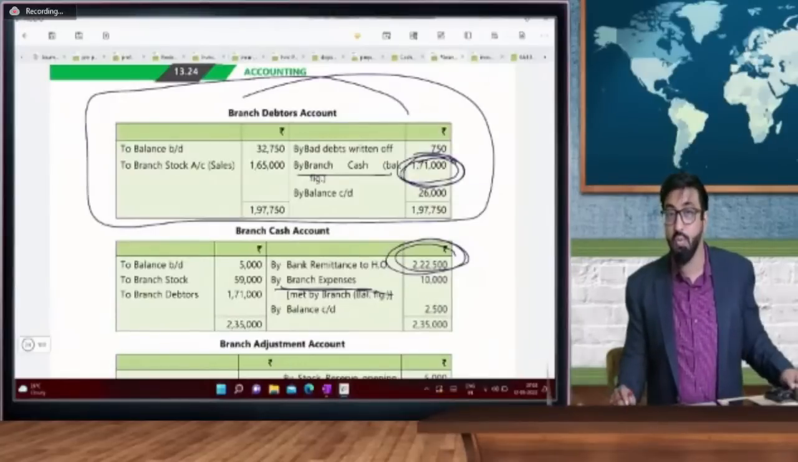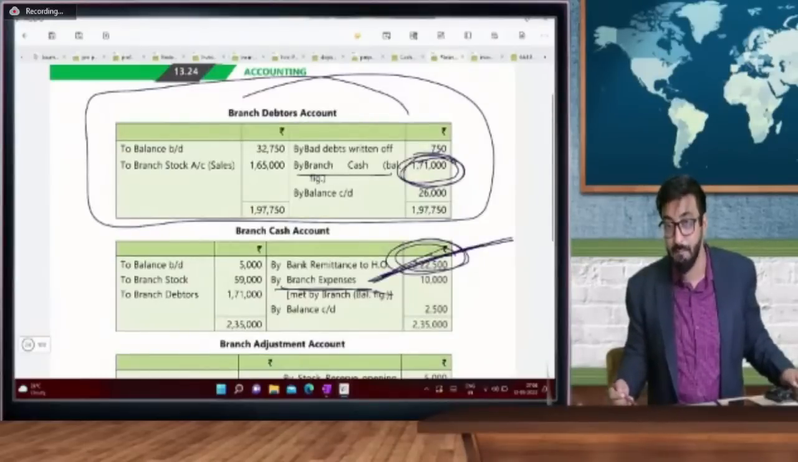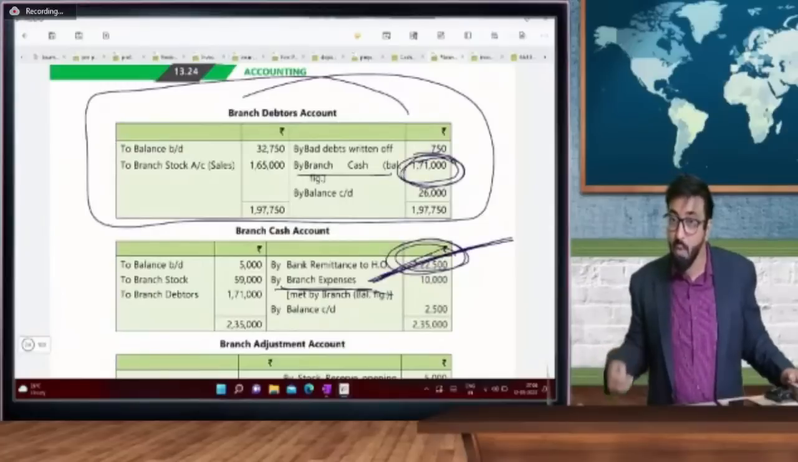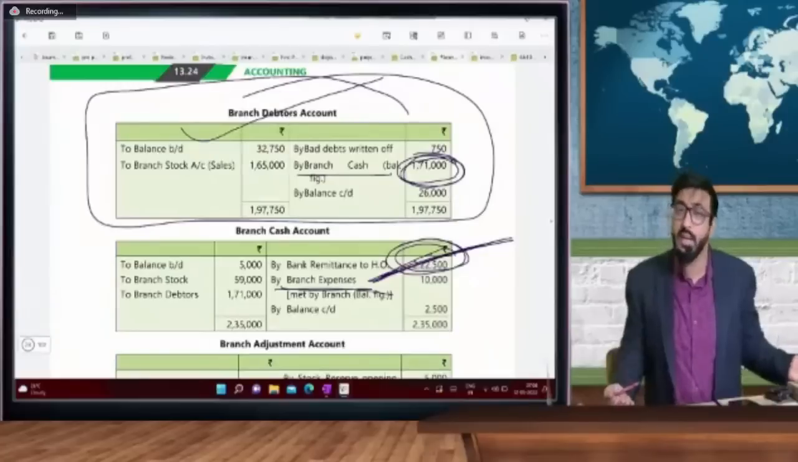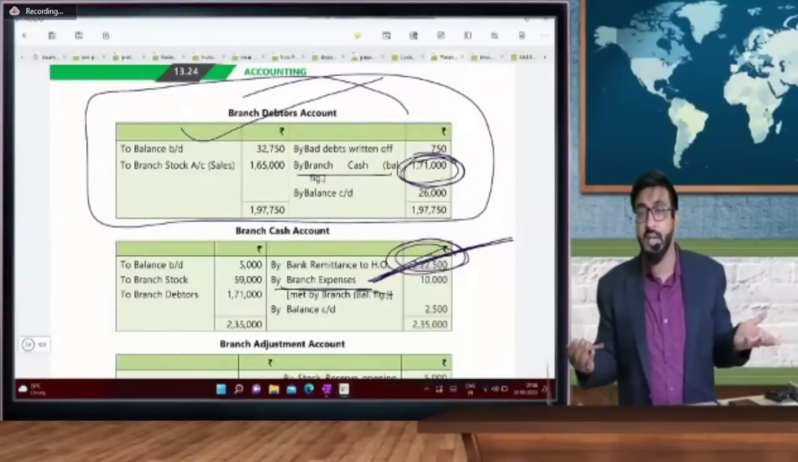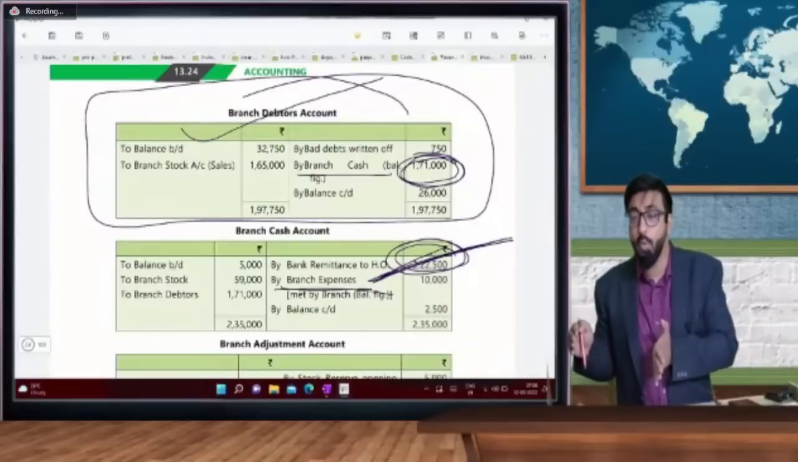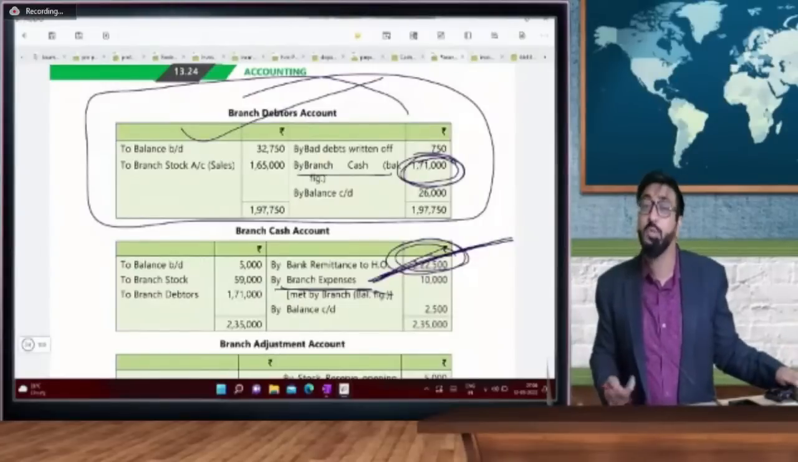If you want to pass the entry in the books of head office using the debtors method, then you will record 2,22,500. But while preparing memorandum accounts, it will be the same, it will not be different. So you have to remember that whether you go by the debtors method or the stock and debtors method, the memorandum debtors account opened in the debtors method will be the same as the branch debtors account in the stock and debtors method. Why would it change, beta?